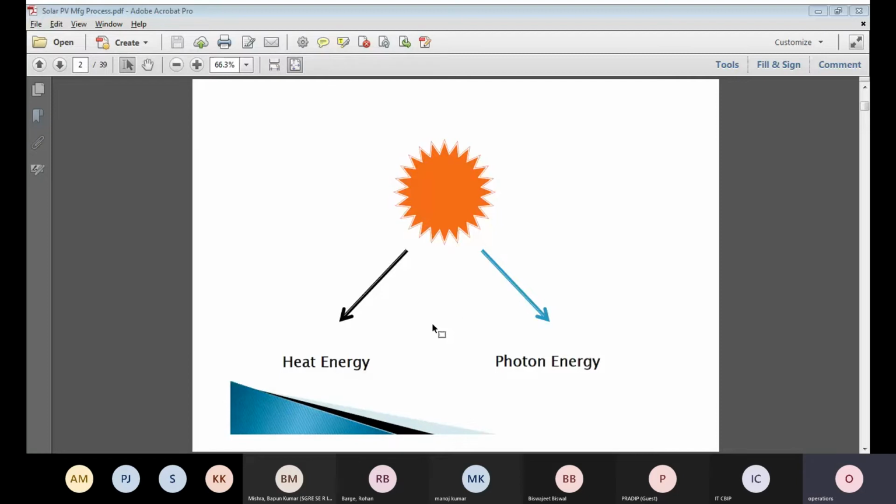Okay, so coming to the solar manufacturing process, before going to the manufacturing process, I will explain the basic things of solar, mainly related to solar PV. So coming to the sun, from the sun we are getting two energies. One is heat energy, the second one is photon energy. These two energies mainly come from the sun.